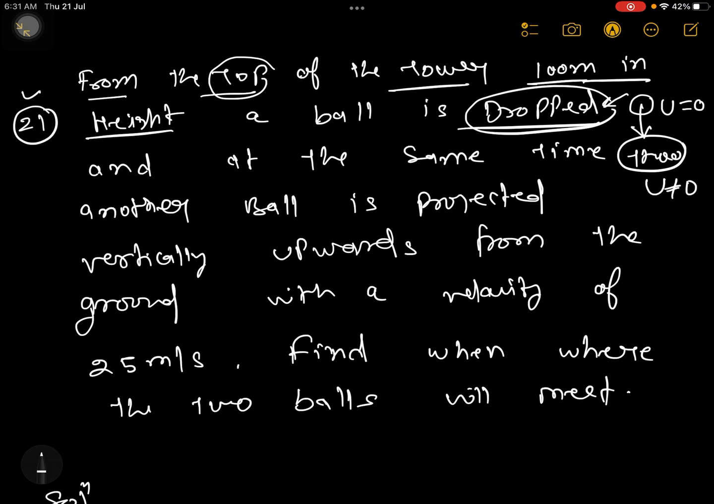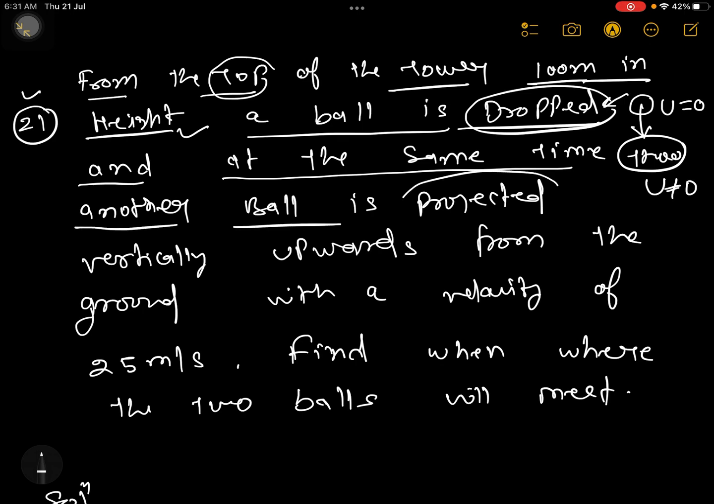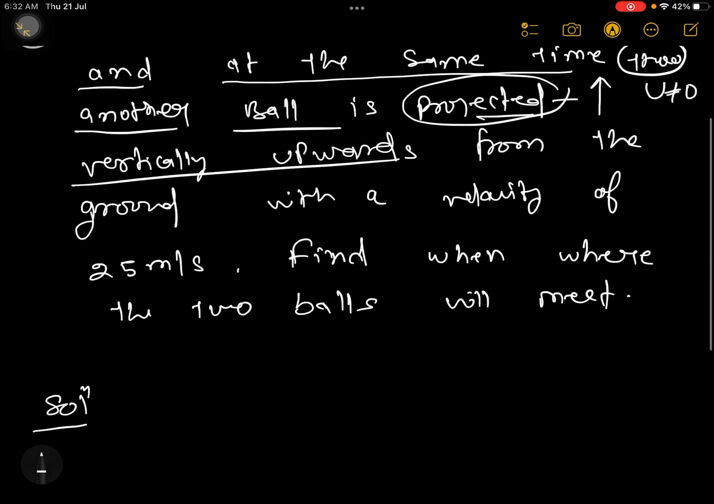So this question is based on dropped. From the top of the tower 100 meter in height, a ball is dropped, and at the same time another ball is projected. See here, projected means we are throwing vertically upward. It is written here, projected vertically upward. Another sentence they can use is thrown vertically upward.